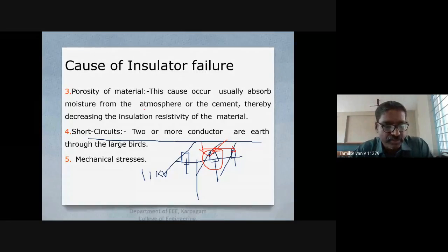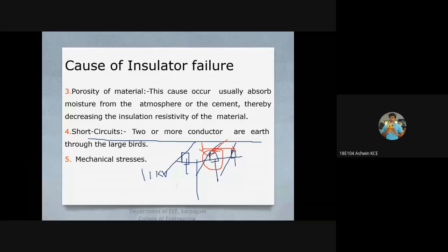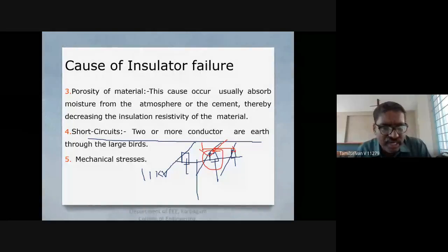I think today we are having a transmission and distribution CA exam. Any doubt or anything you want to ask regarding the CA test? No, sir, no doubt, sir.